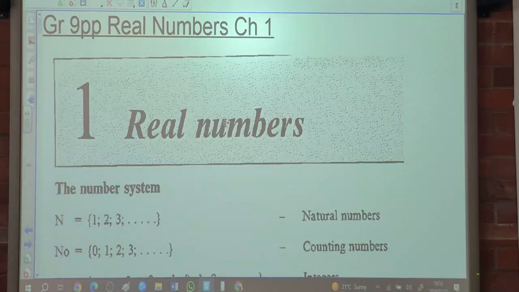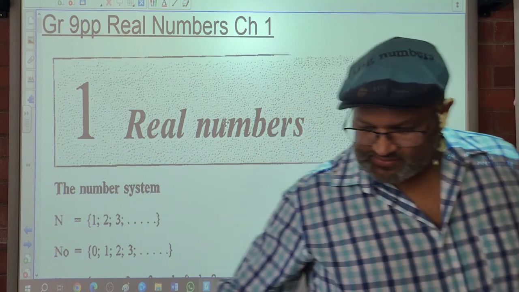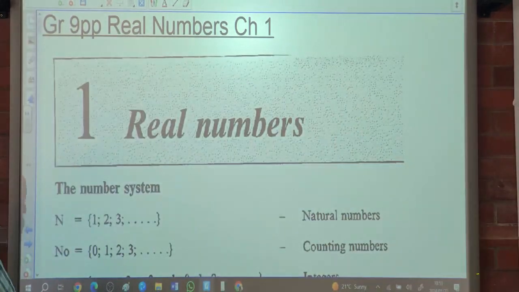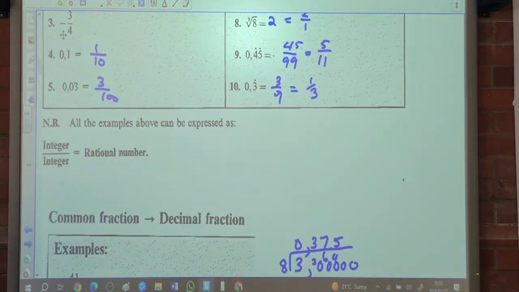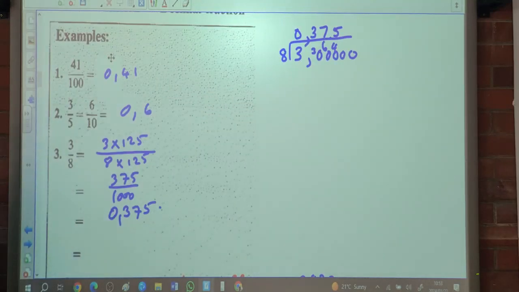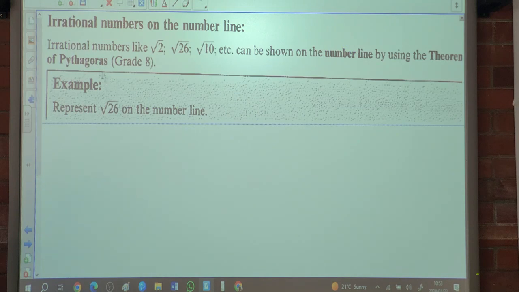Okay, good morning class. So today we're looking at the last part of the real numbers. Two things we're looking at today are the classification of our number system as well as plotting an irrational number on the number line. This is the shorter one of the two that I need to explain, so I'm going to start with this.